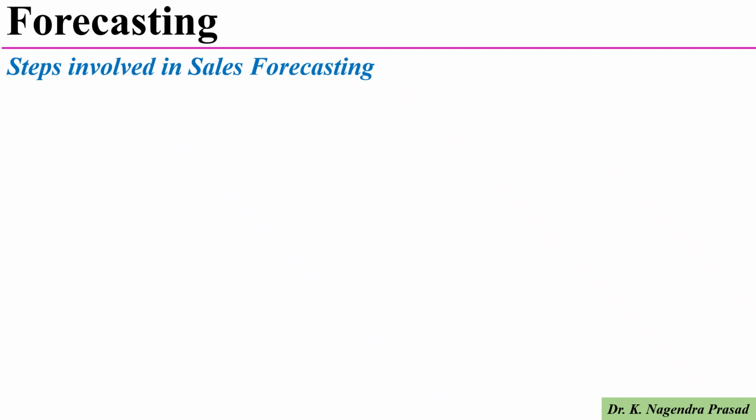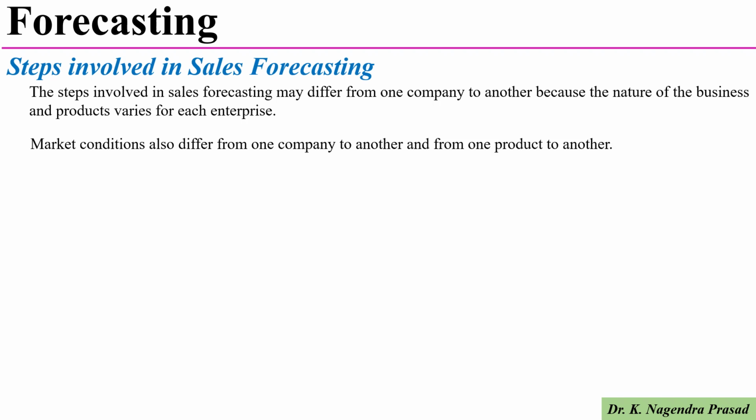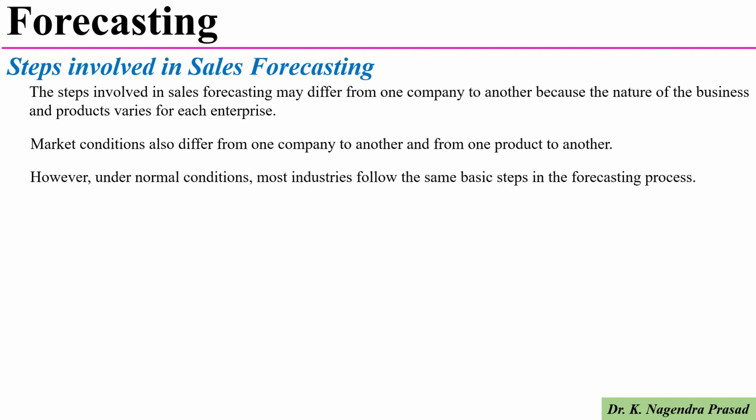Next we will discuss the steps involved in sales forecasting. The steps involved in sales forecasting may differ from one company to another because the nature of the business and products varies for each enterprise. Moreover, market conditions are also different from one company to another and from one product to another. However, under normal conditions, most industries follow the same basic steps in the forecasting process.